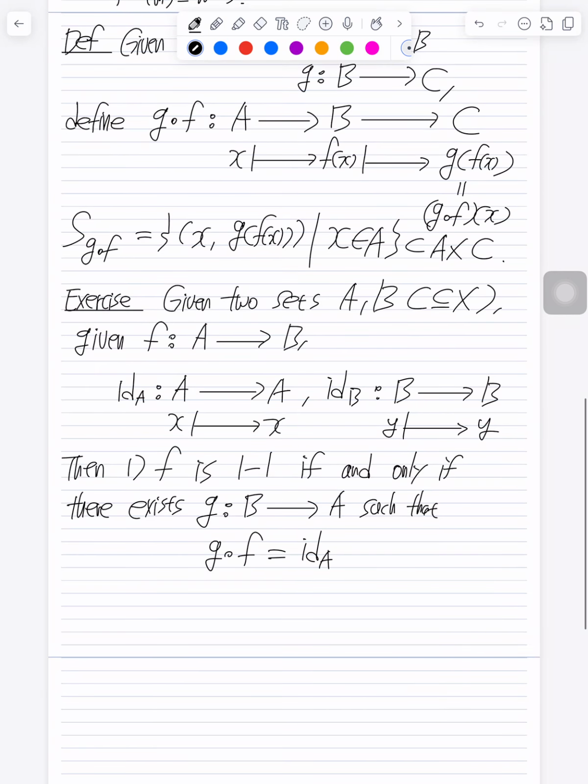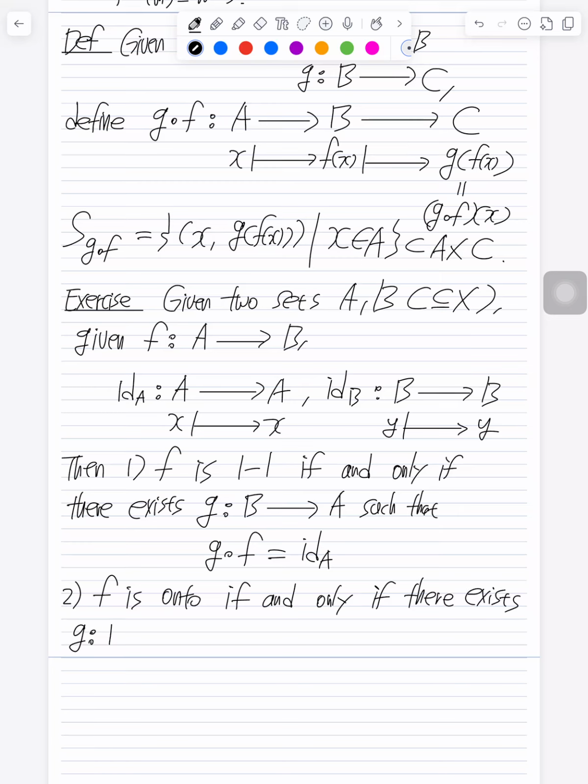And we are also able to describe surjectivity. f is onto if and only if, also characterized in terms of the existence of a certain function, but the position of the composition is slightly different. So there exists g such that f circle g equals the identity function with respect to B. In this lecture, we will focus on the proof of this statement.